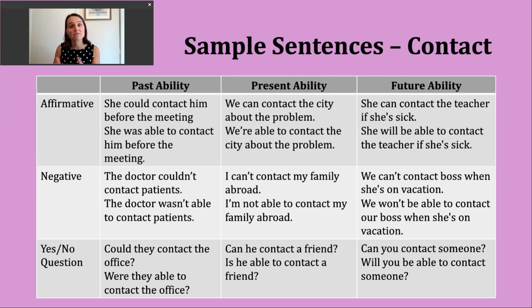Now, to make negative present ability sentences, again, we can insert not after our modal or not after our be verb and then follow that same structure. I can't contact my family abroad. I'm not able to contact my family abroad.